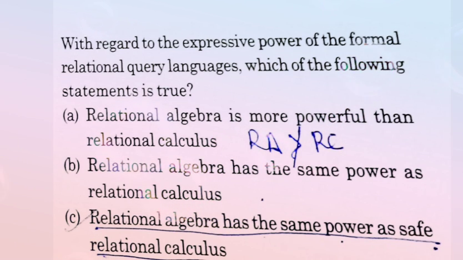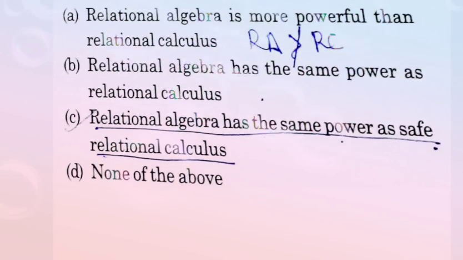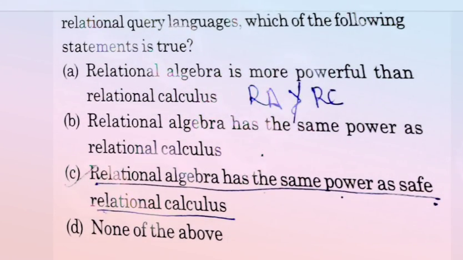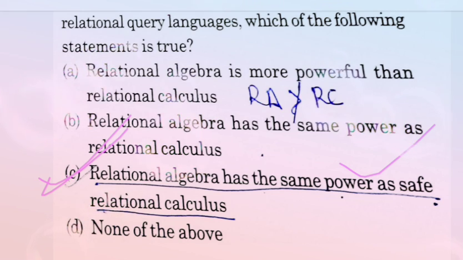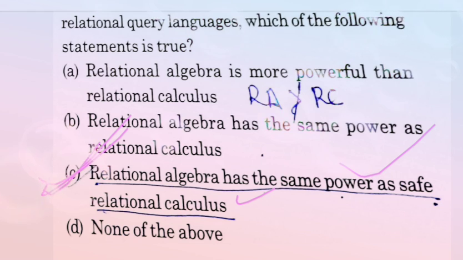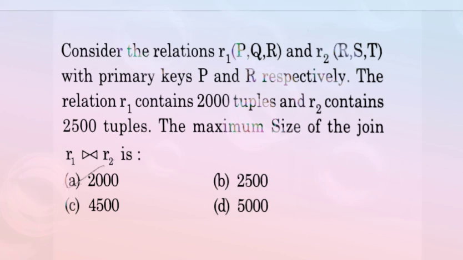With regard to the expressive power of the formal relational query language, which of the following statements is true? There are four options: A, B, C, D. Based on this statement, we can easily say option C is the true statement. Why? Because we know that relational algebra has the same power as the safe relational calculus. So it is the correct statement.